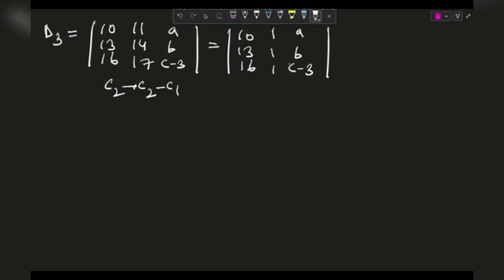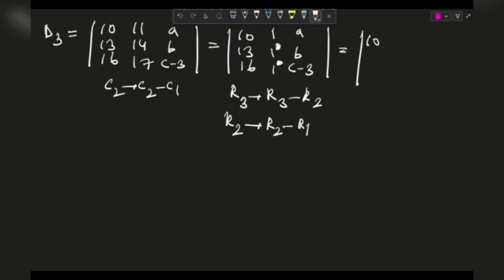Now if you want to change, say I want to change these two to 0, I can do R3 as R3 minus R2, and after that R2 as R2 minus R1. So we will have 10, 3, 3, 1, 0, 0, A, B minus A and C minus B minus 3.